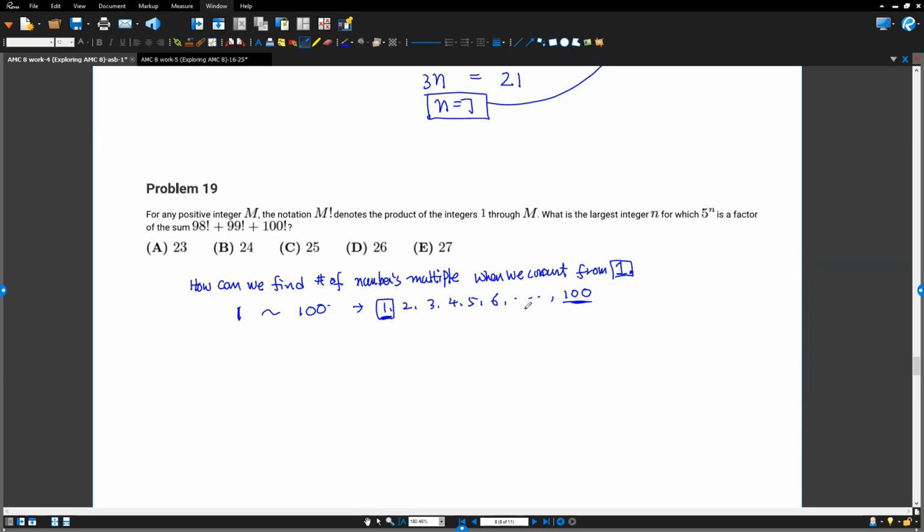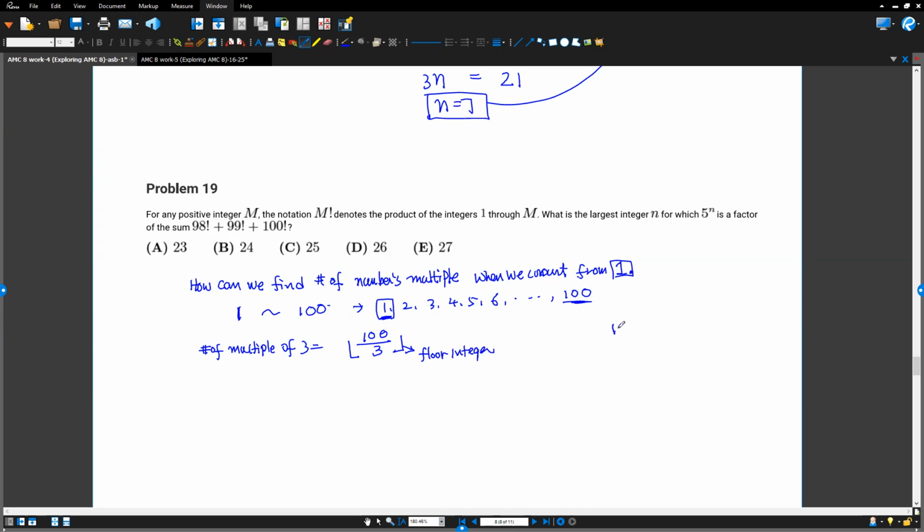How many multiples of 3? When you start over here, the number of multiples of 3, that's the formula: 100 divided by 3, and we take the integer. That means the lower integer. We take only the integer part.